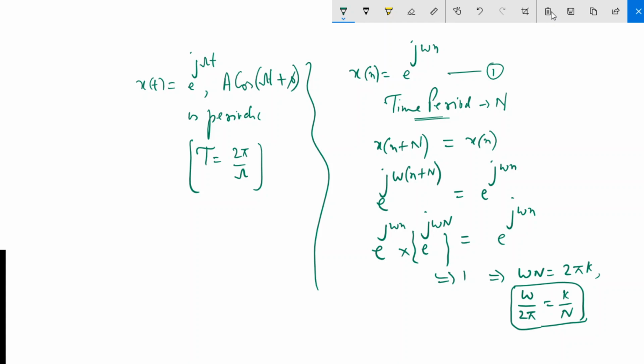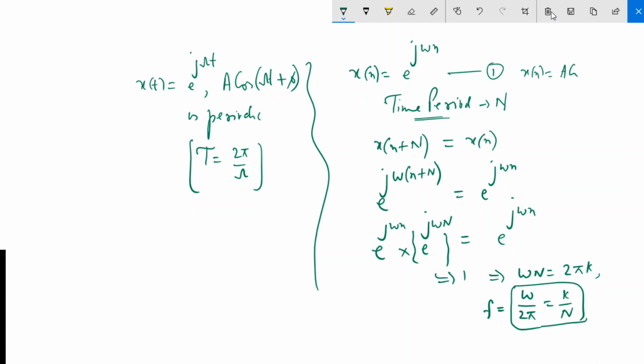You first find the frequency. You can also write this as f, because omega is equal to 2 pi f, so f is omega by 2 pi. So you first find the frequency of this complex exponential signal. If it can be expressed as a ratio of two integers, and if there are some common factors, you have to cancel them out so that k and n become prime, and the denominator will give you the time period. And the same concept will hold for this signal.